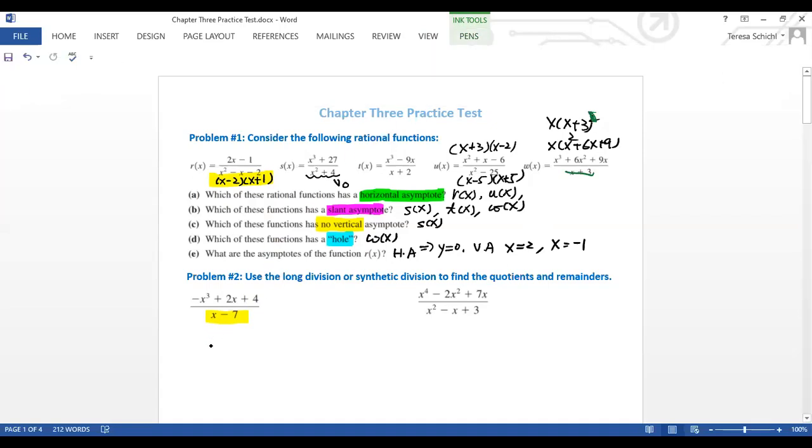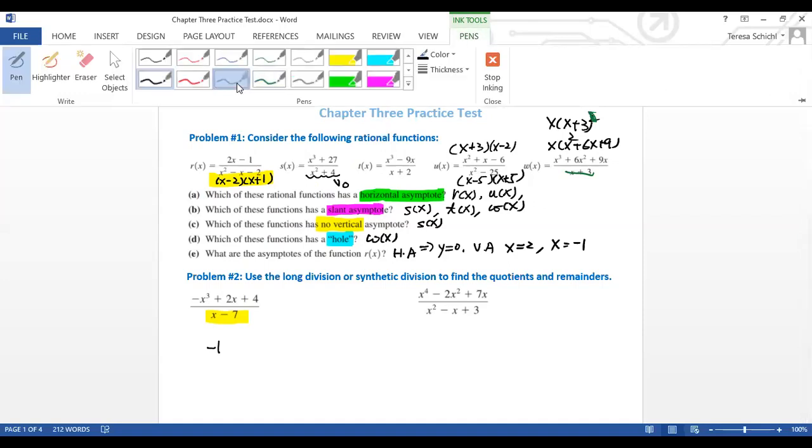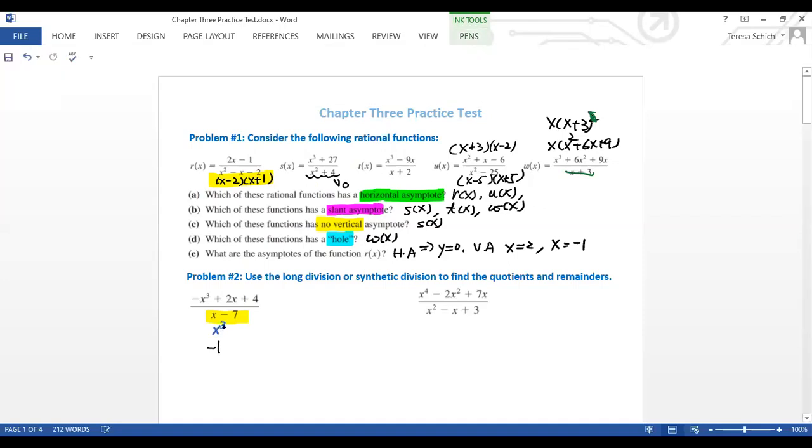So let's refresh synthetic one more time. You list all the constants. This is x cubed, right? So you make yourself a note: I started at x cubed, so I need to drop off one when I write my answer. Here you see there's no x squared, so what you need to put here is 0. Then this is 2, this is 4, and then you put here the 7.